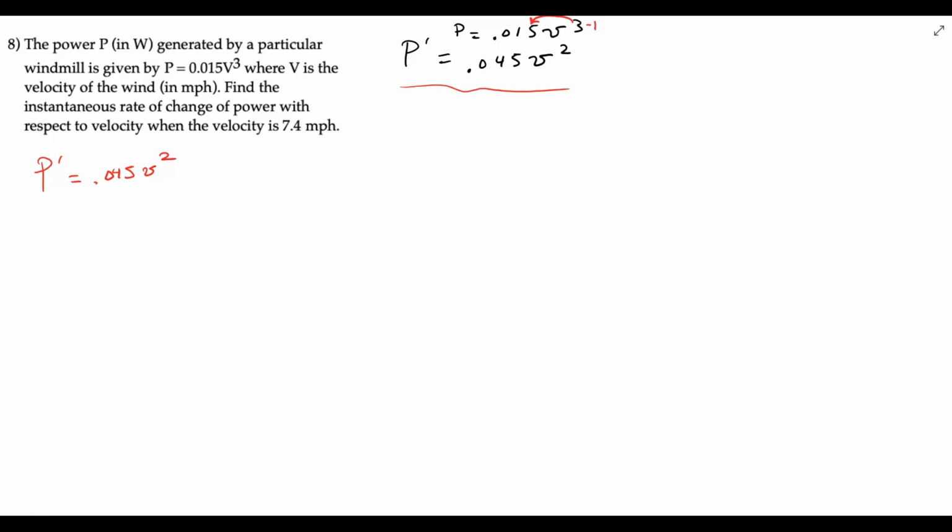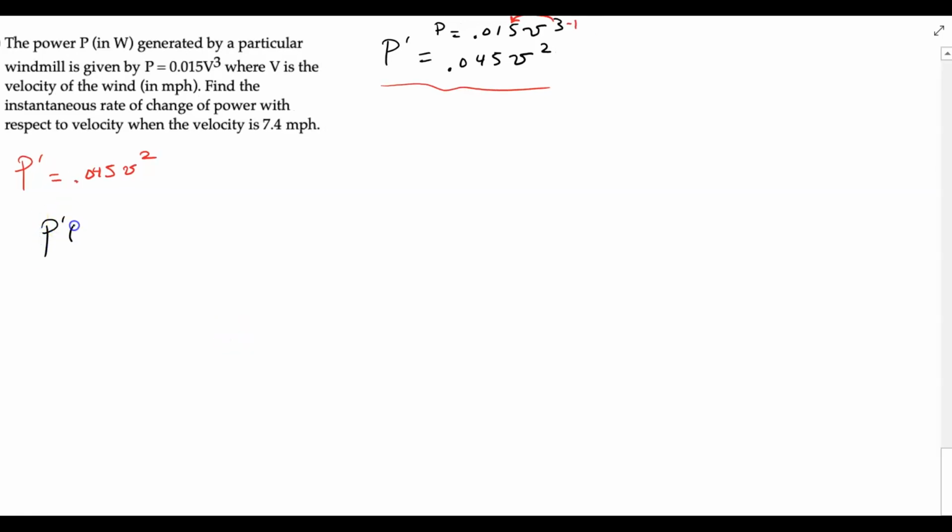All right, what we're going to do is find P prime of v. And what was v? 7.4. So I'm going to say 0.045 times 7.4 to the second power. I plug that in. I'm going to get something like 0.045 times 7.4 squared, which is, okay, forget it. Let's just do it on the calculator. No sense in writing it all out. Let's say it's about 2.5. Okay, so 2.5 miles per hour. All right, that's actually our answer here.